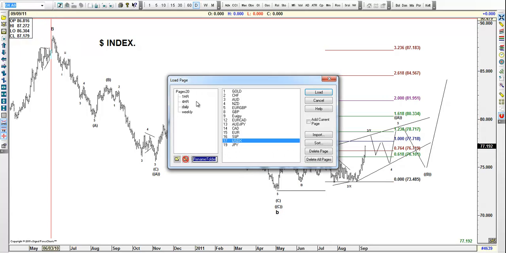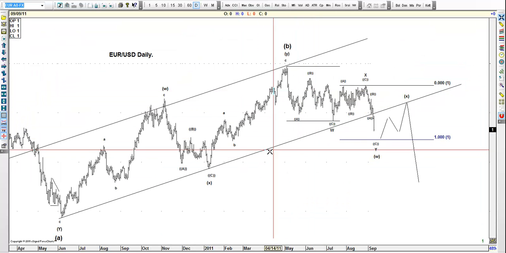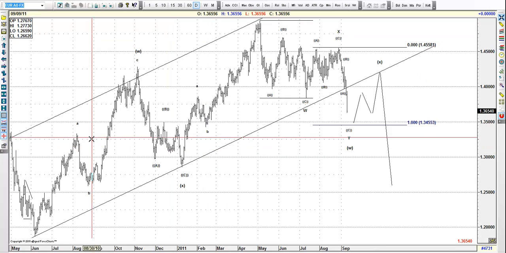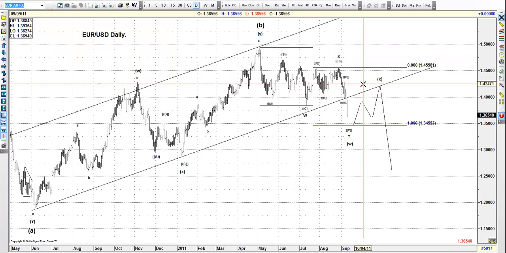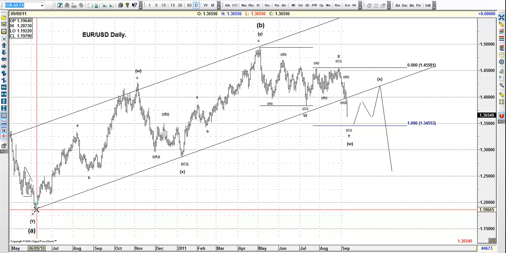Now the euro dropped pretty hard this week. It closed, as you guys see, below the trend line right here that comes from the lows of June 2010.